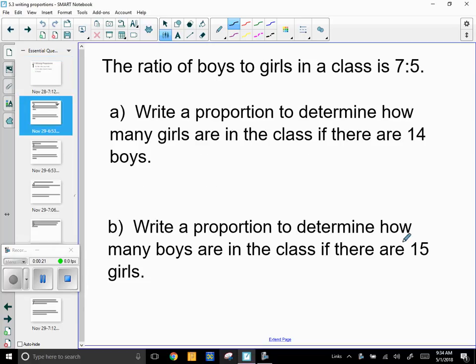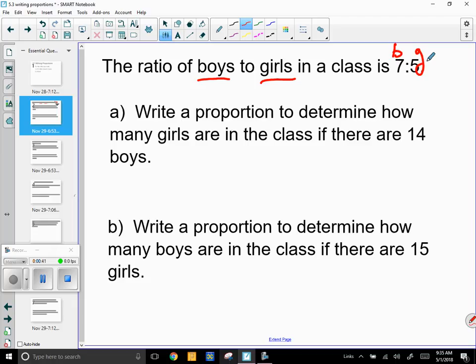Very first slide says boys to girls in a class is 7 to 5. So it's important to note that order matters here. Boys to girls means that the boys are 7 and the girls are 5. It doesn't mean there's exactly 7 and 5. It just means the ratio of boys to girls is 7 to 5. So there are more boys in this class.